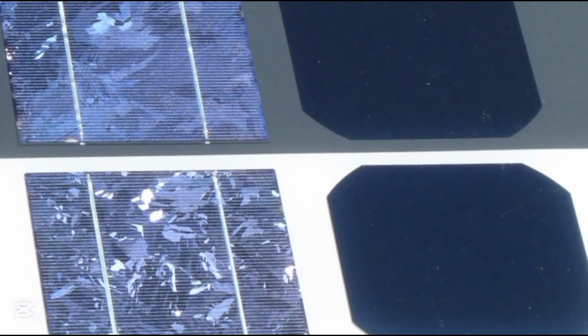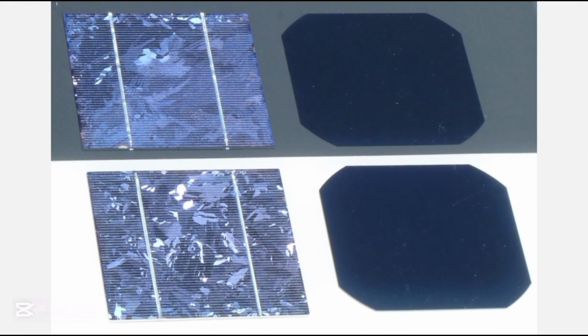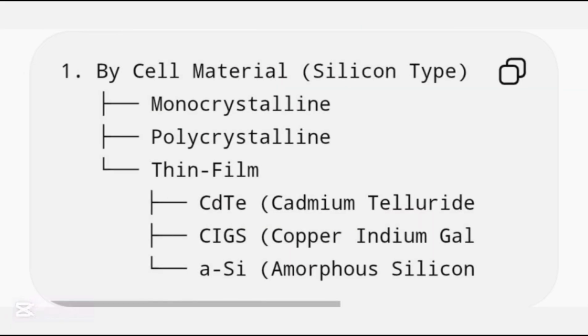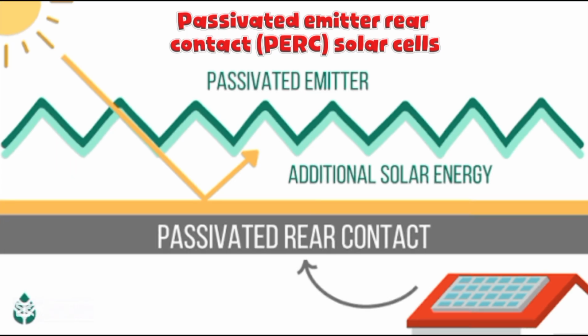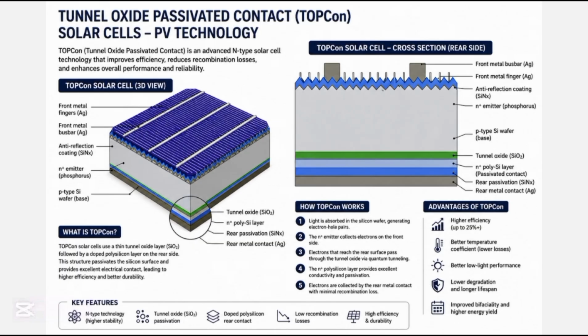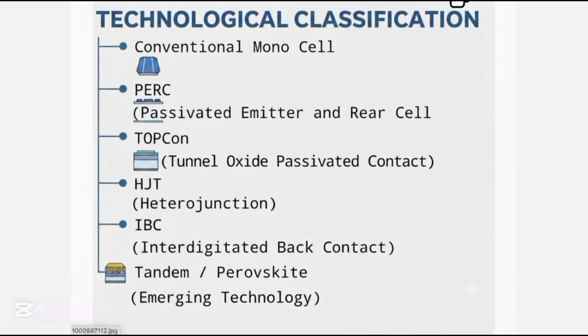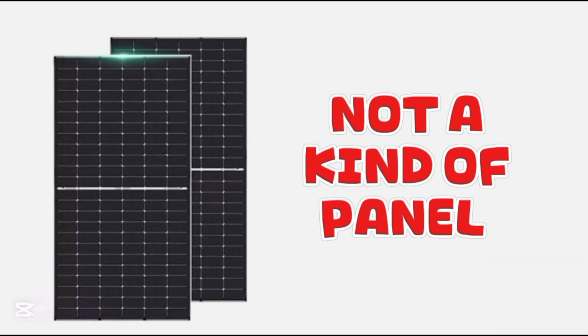For example, when we talk about monocrystalline and polycrystalline, we are referring to the type of silicon crystal used to manufacture the solar cells. When we mention PERC, TOPCon, or HJT, we are describing the cell technology used to convert sunlight into electricity more efficiently. These are technological classifications rather than completely different kinds of panels.